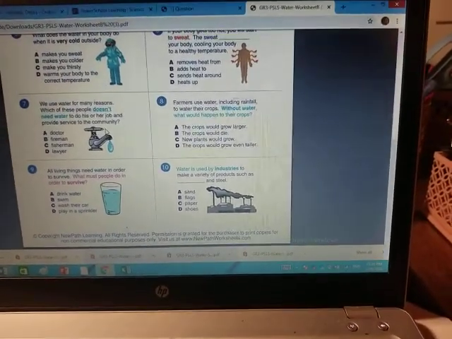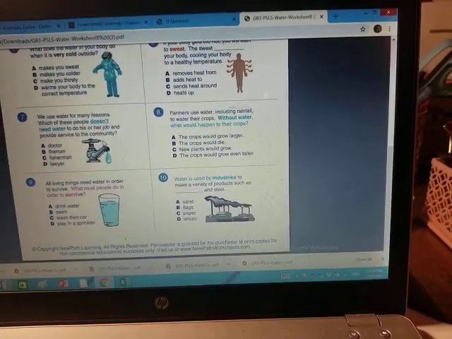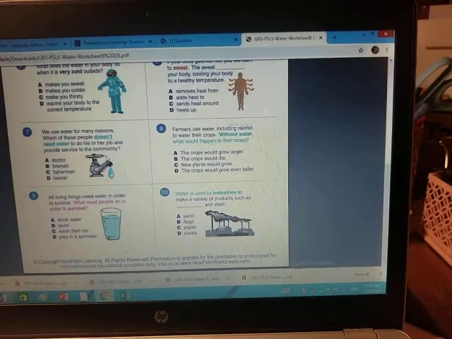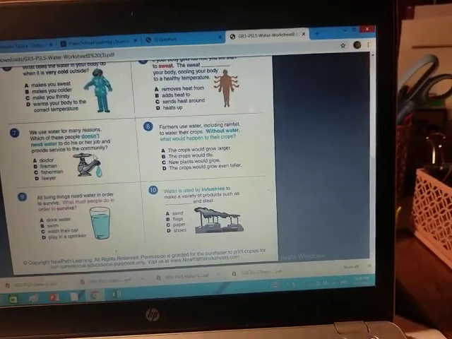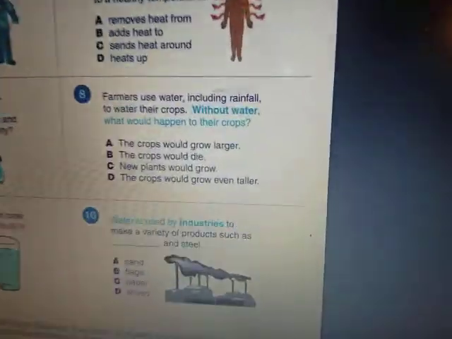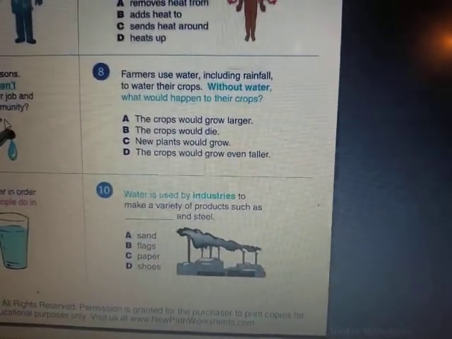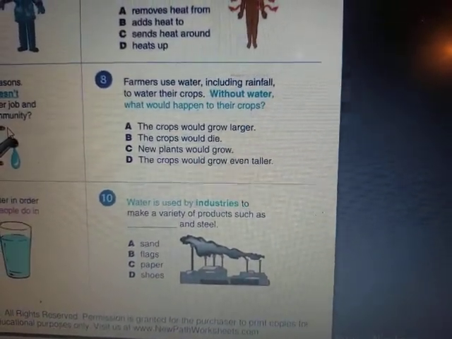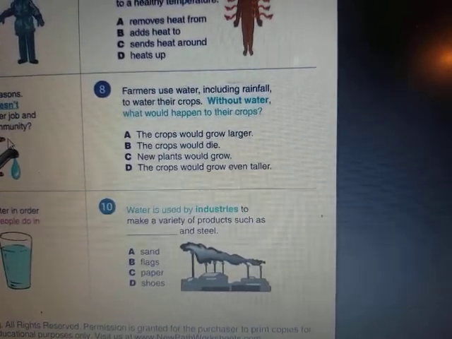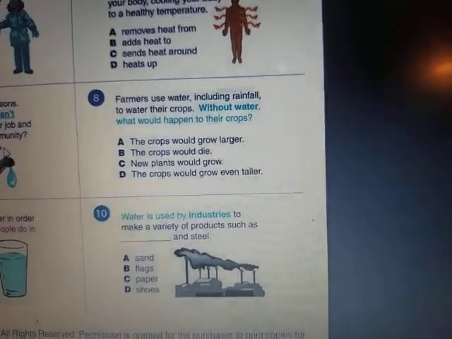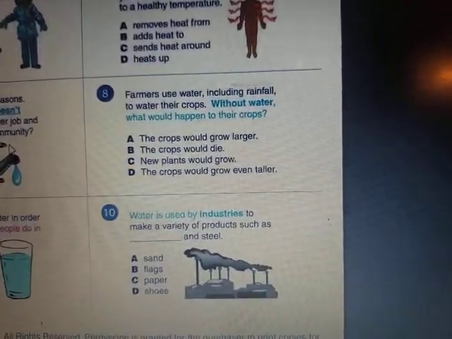Number 8, farmers use water, including rainfall, to water their crops. Without water, what is going to happen to the crops? So what's going to happen to crops if you don't have water? What's going to happen to the farms and the plants and the flowers and vegetables and fruits if they don't have water?